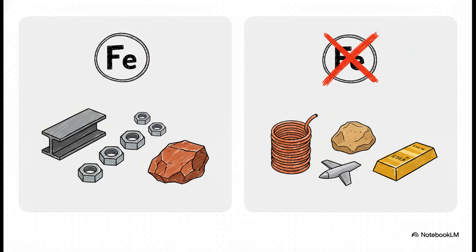The other type is non-ferrous minerals. And as the name suggests, these minerals do not contain iron. Examples include copper, which is used in all our electrical wires, bauxite, from which we get aluminium for airplanes, and of course, precious metals like gold.